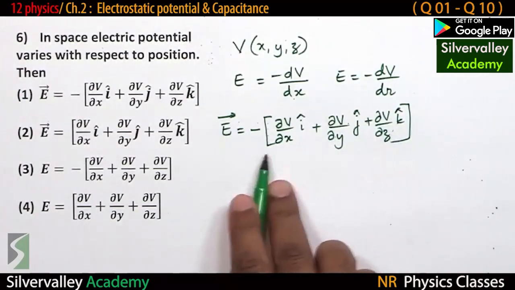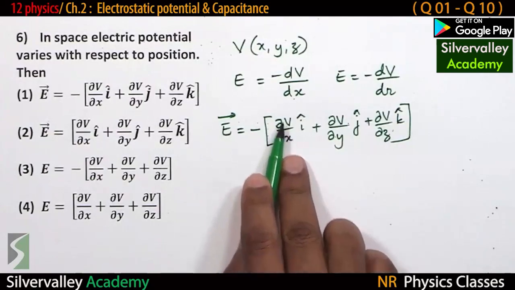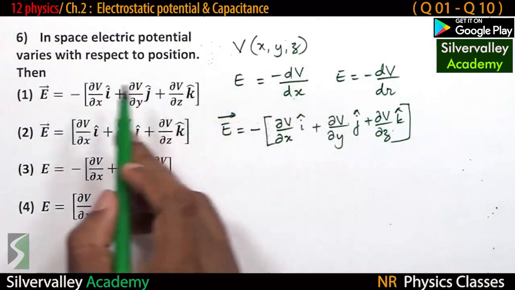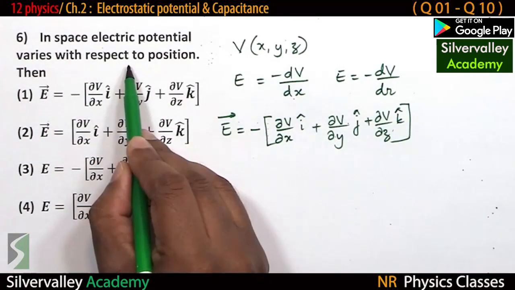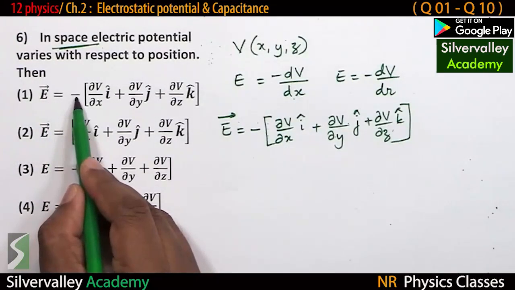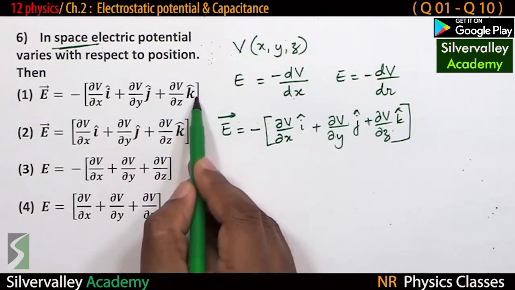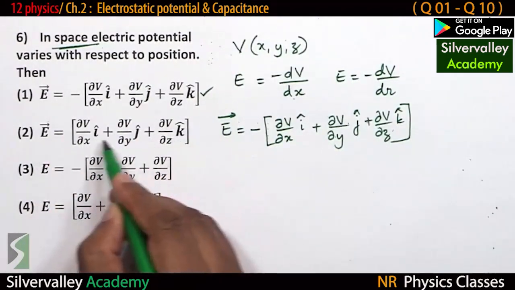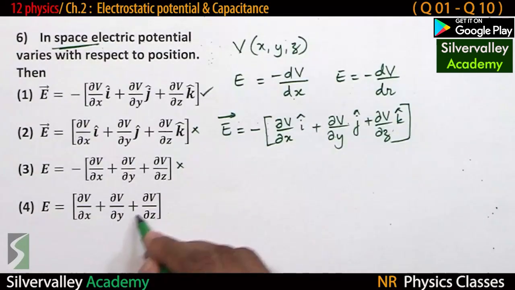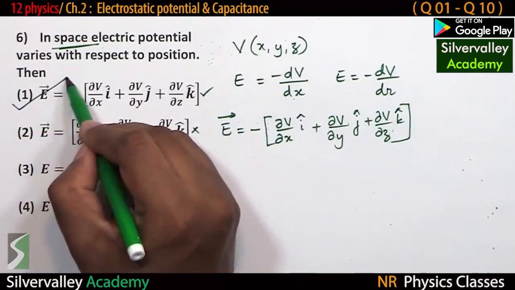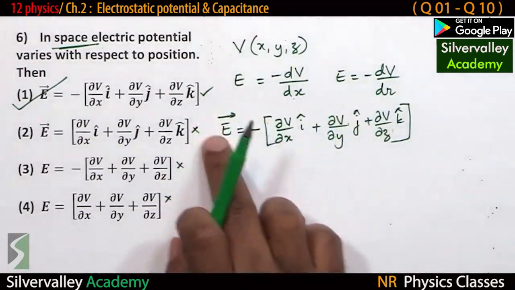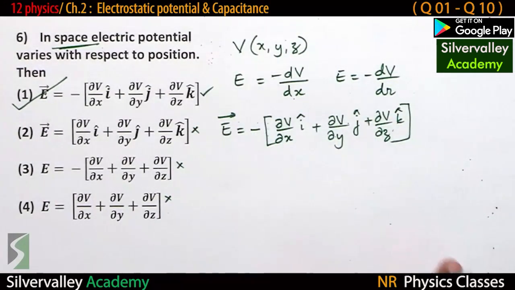So this is the equation when potential varies as a function of x, y, z. X, y, z means in space. Minus, vector quantity i, j, k. Therefore, this is the equation, and we will be using this equation in other problems.